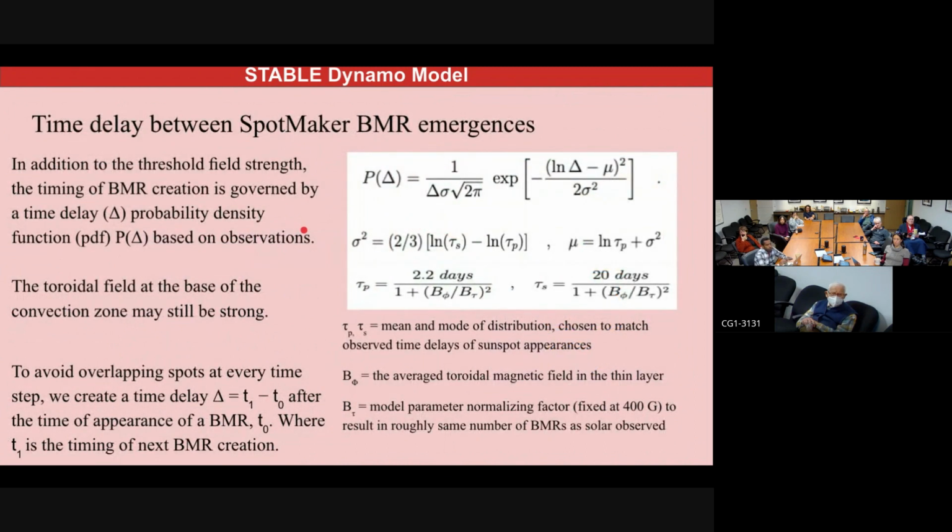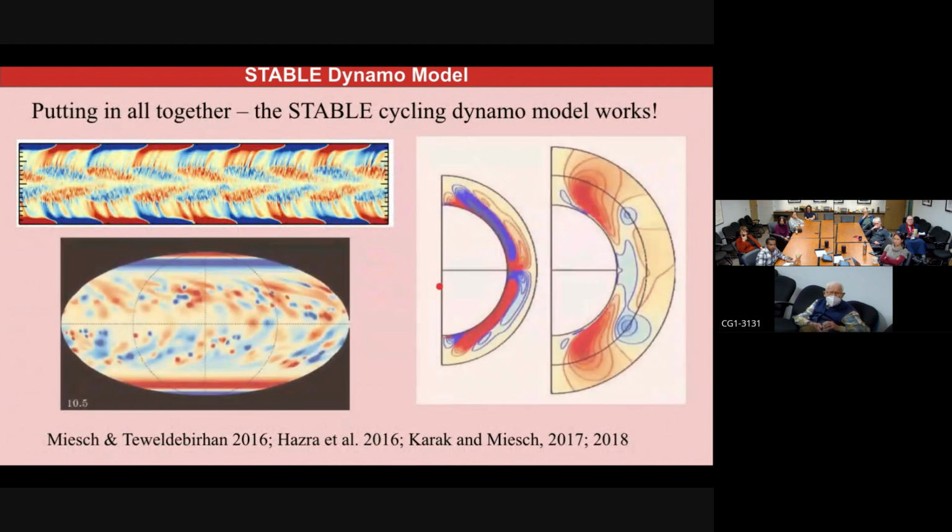So, in addition to the threshold value that determines the spot placement at the surface, we also use a time delay between spot makers. This time delay is determined by the lognormal distribution function. The probability density function is given by this equation, and the timing is determined by the dynamo-generated toroidal field at the base of the convection zone. So we do have two constraints. One is the threshold magnetic field strength at the base of the convection zone, and the other is the time delay between successive spot emergence.